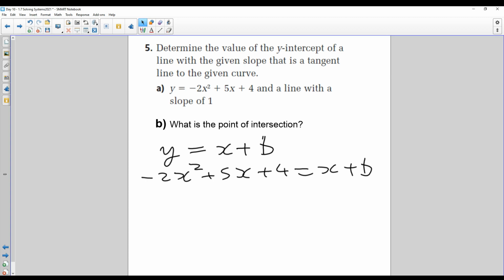And we're going to do exactly what we did a few minutes ago. We're going to group everything together onto the left side, set it equal to 0. So minus 2x squared plus 5x plus 4, that's just the equation itself, minus x minus b equals 0. Have I lost anybody so far? All I've done is say I kind of know what the line is. I know the slope of the line. I just don't know what the b is.